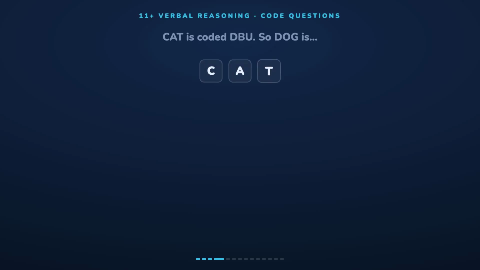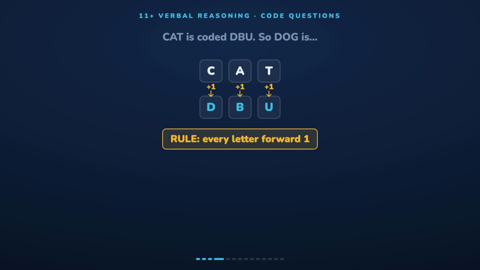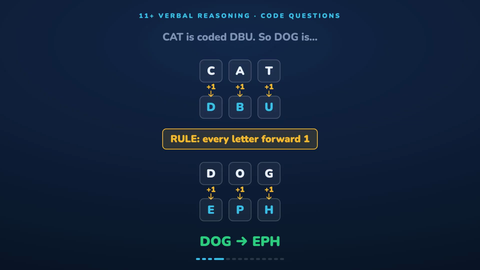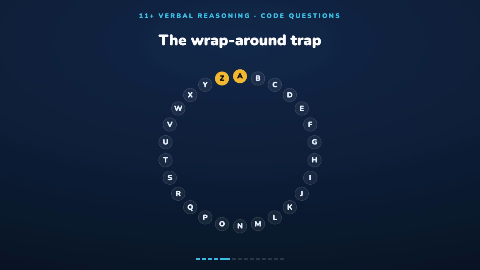Let's start with shift codes. You're told one word in code and asked to code another. Say the code for cat is DBU. What's the code for dog? Here's the method. Line the code up underneath the word, letter under letter. C becomes D, A becomes B, T becomes U. On the alphabet line, every letter's moved forward by 1. That's the rule. Now apply it to dog. D moves to E, O moves to P, G moves to H. Dog becomes EPH.